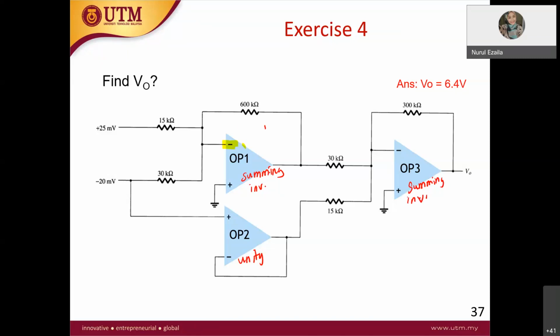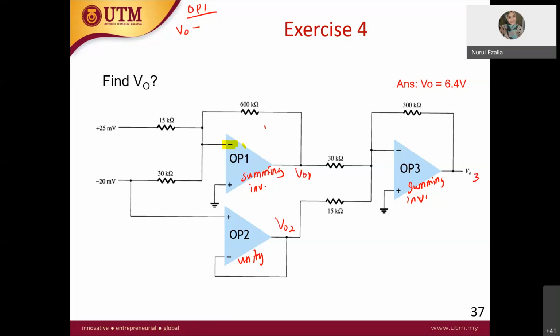All right, okay. So you have to find for OP-AMP 1, OP-AMP 2, and OP-AMP 3. Let's do it together. We are almost finished. For OP-AMP 1, I write OP-AMP 1 here, OP-AMP 2 here, OP-AMP 3. OP-AMP 1 is summing, so here I write V out 1, here is V out 2, and here is V out 3.